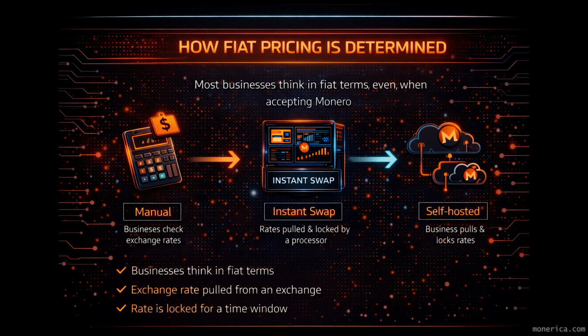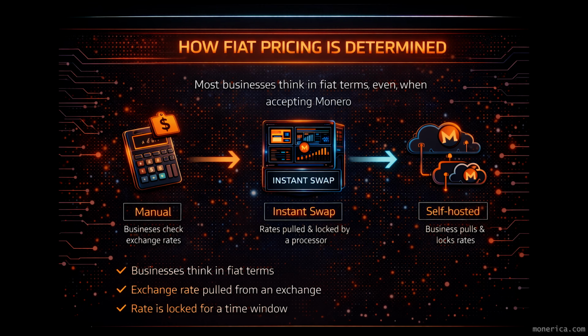How fiat pricing is determined. Most businesses think in fiat terms, even when accepting Monero. With manual steps, the business looks at the current Monero price on an exchange, calculates the amount, and tells the customer what to send. This works, but it's fragile because prices move and customers may pay late.